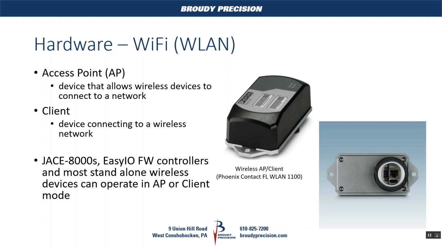If we look at the two different kinds of devices that operate on Wi-Fi, we have access points and client devices. An access point is a device that allows wireless devices to connect to a physical network. It's basically the device that's broadcasting the wireless signal from the wired network. The client is the other side of that. It's what connects to the wireless network that's being broadcast by the access point.